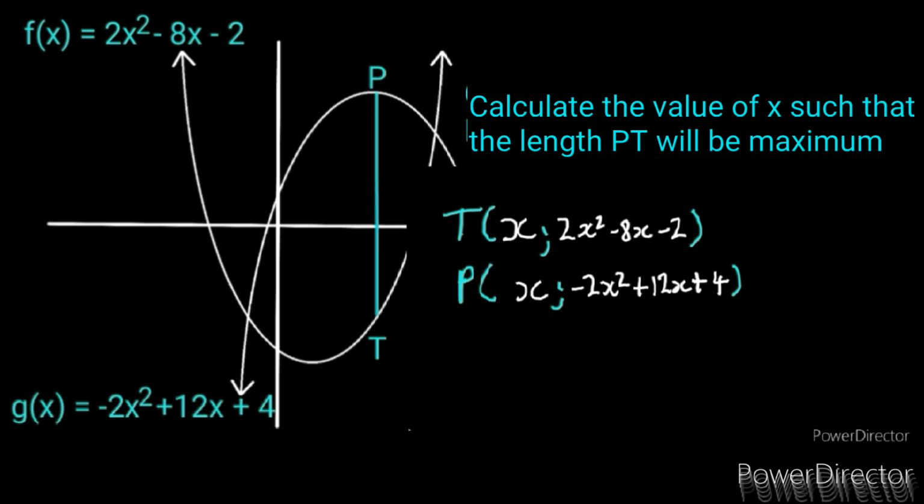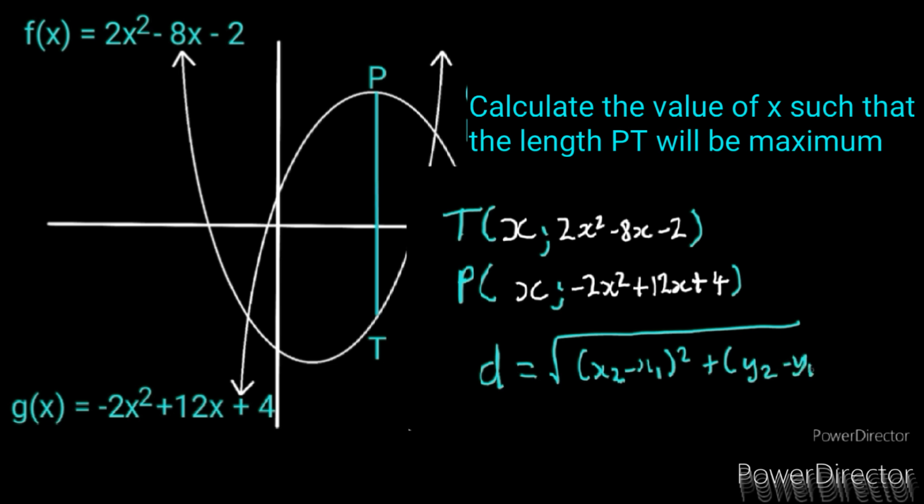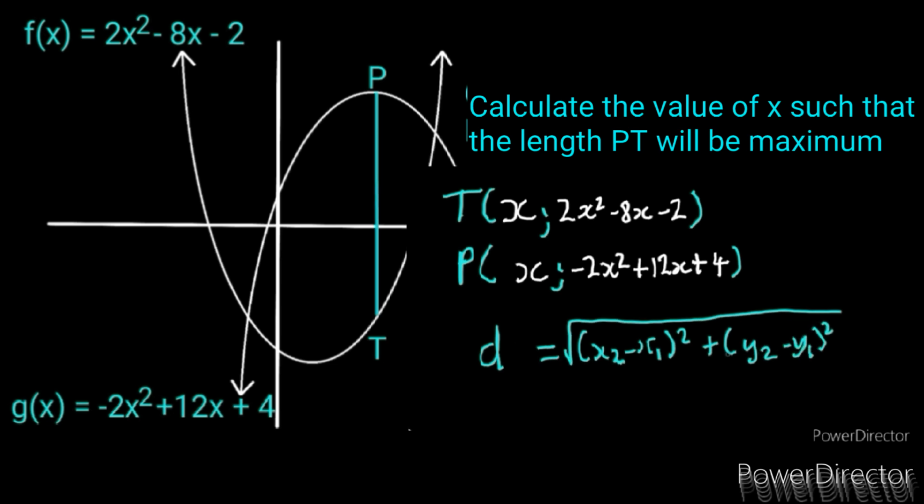Notice that we're going to have d equals the square root of (x2 minus x1) squared plus (y2 minus y1) squared. Now we have to substitute this stuff. I'm just choosing to call this x2 and this x1, and let's call this one y2 and this one y1. In order to create space, let me just write it over here.